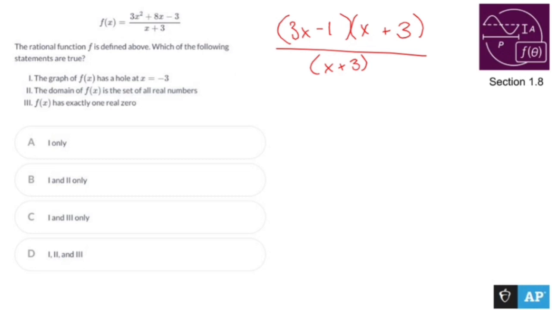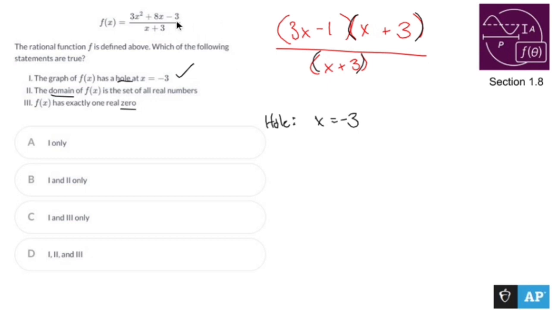All right, what do we care about? We care about holes, domains, and the amount of zeros that we have. So the hole is going to be where does my rational function have a repeating parentheses, one upstairs and one downstairs? Well, right here and right here repeat, which means my hole is going to be the number that makes this 0. So x equals negative 3 is a hole. Check. The domain of f of x is the set of all real numbers. Well, here's the problem. You might be thinking, don't these cross out? They do and they don't.